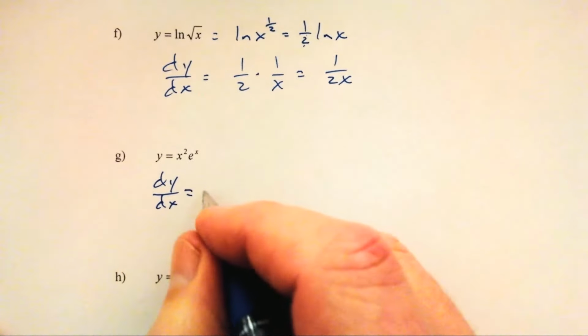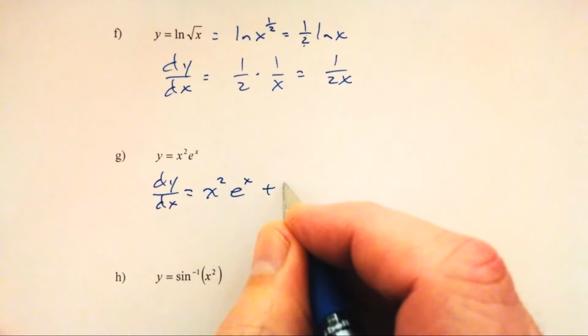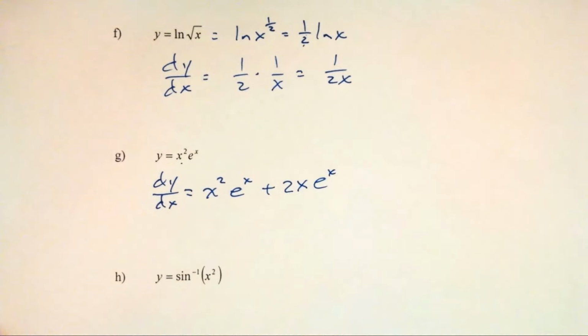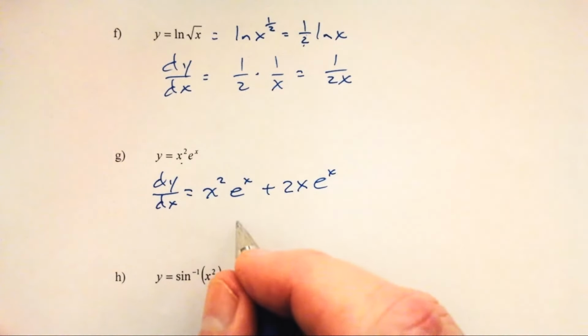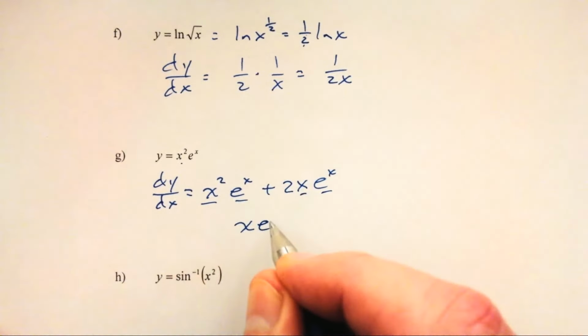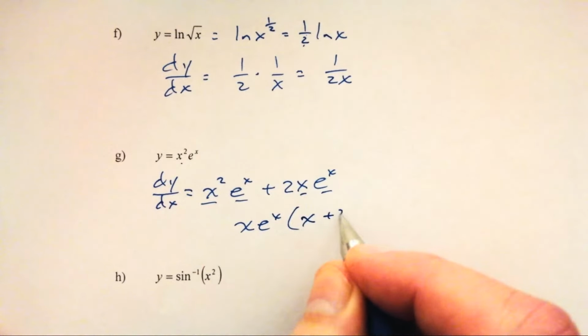dy/dx. Product rule. Plain old first, derivative of the second stays e to the x, plus derivative of first, 2x, plain old second, e to the x. Factor out anything we can. I can take an x out. I can take an e to the x out. I'm left with one of my x's, and I'm just left with 2.